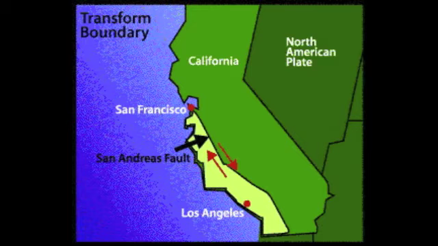Eventually, if these plates keep grinding past each other, the west part of California will become an island off the coast of California.